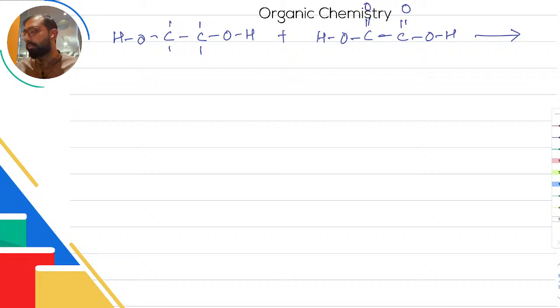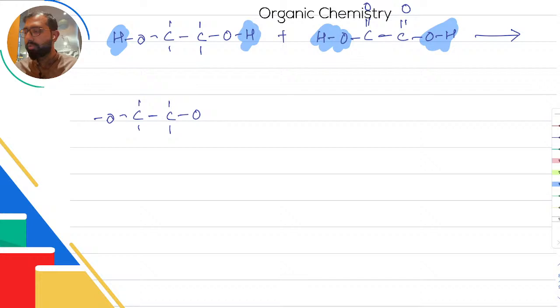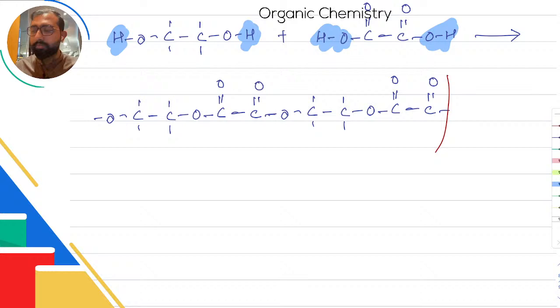Remove H from both sides. Sure. OH from both sides. Done. Copy. Copy the rest. So I'm copying this, copying that, join. Done. Now this is called a repeat unit. Copy this one again, join that again, and there you go. That is a condensation polymer.